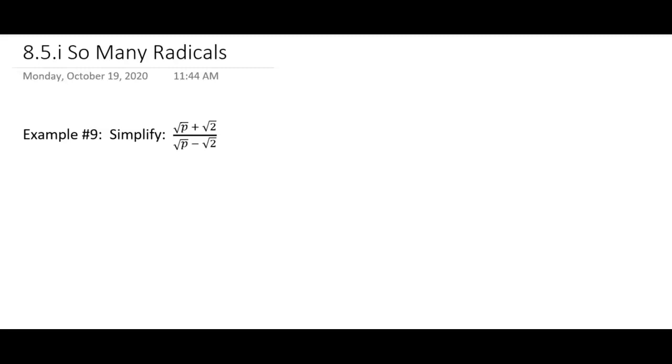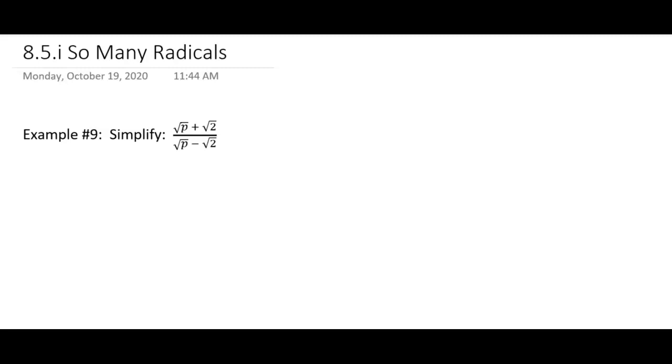Okay, so we have another problem here where there's radicals all over the place. There's 2 in the numerator and 2 in the denominator. Now, if you were thinking, hey, could I just cancel the square root of p's and could I cancel the square root of 2's? No, because you have addition in the numerator and you have subtraction in the denominator, and so you don't have multiplication.